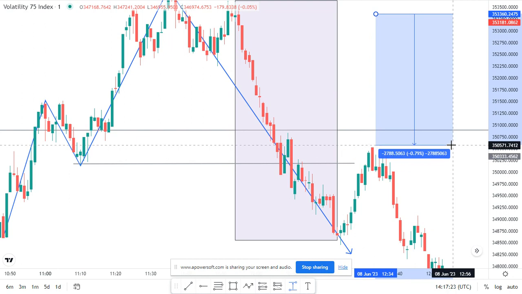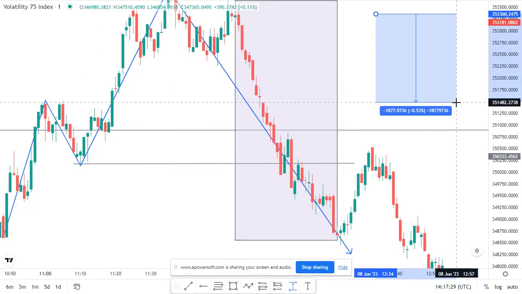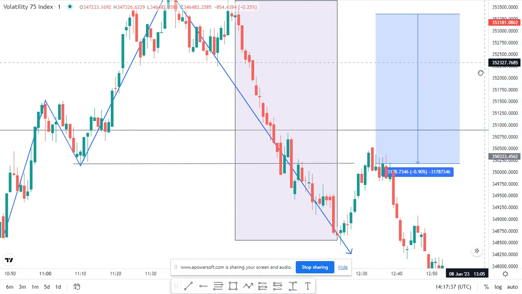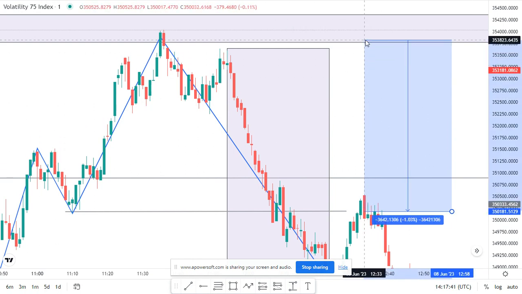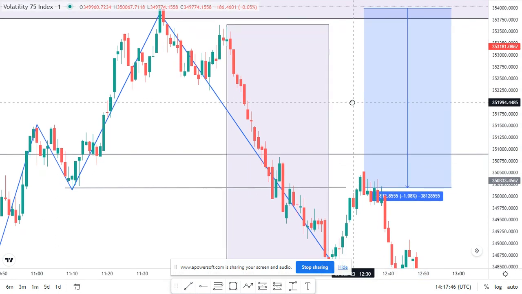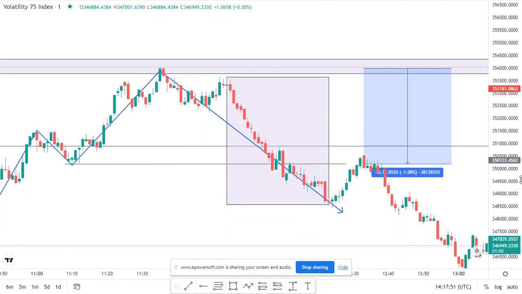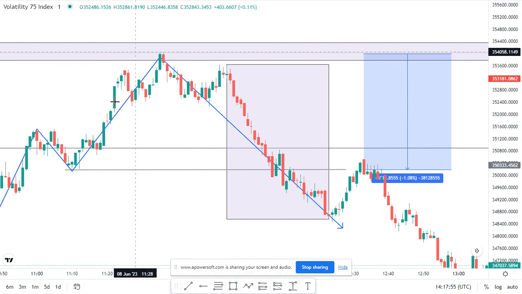Fair value gap between the displacement high and displacement low. Right? It could be a breaker between the displacement high and displacement low. Any key level between these two areas, these two key levels, so between the displacement high and displacement low.